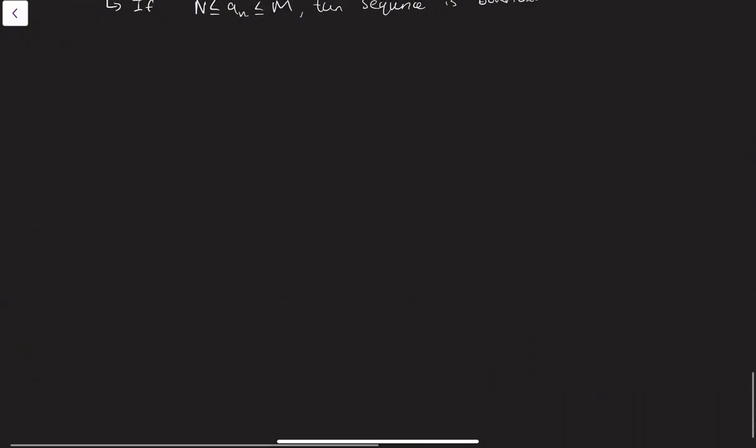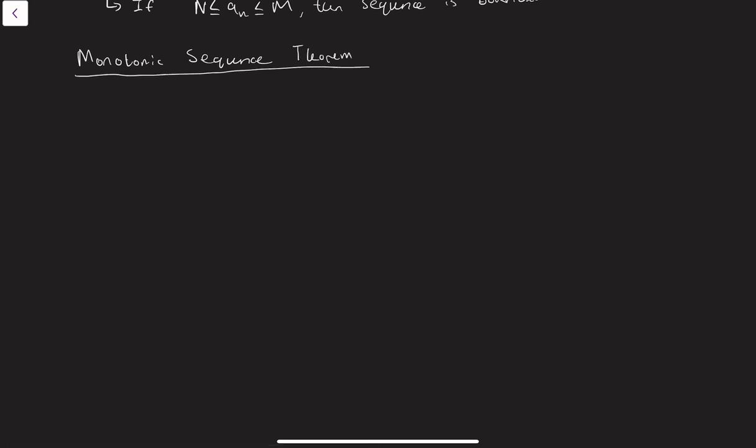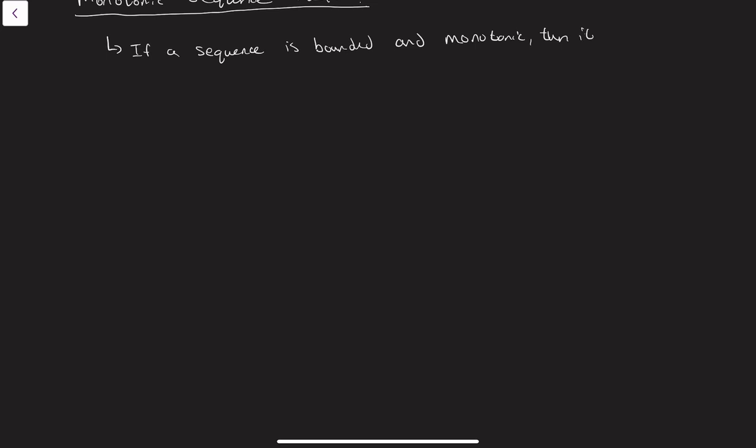Well, it turns out that we can use these two above properties to define the monotonic sequence theorem. And so all the monotonic sequence theorem says is that if a sequence is bounded and monotonic, then it must converge. It must converge, right?